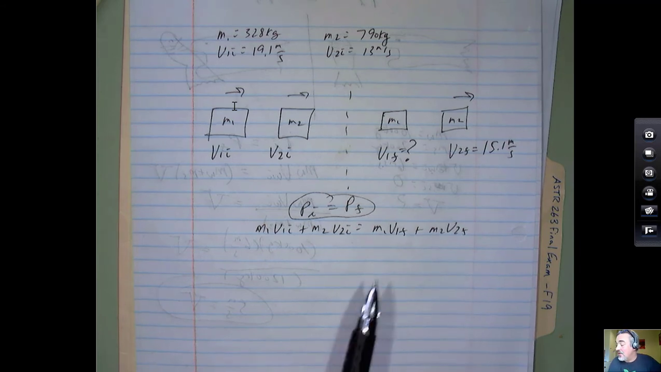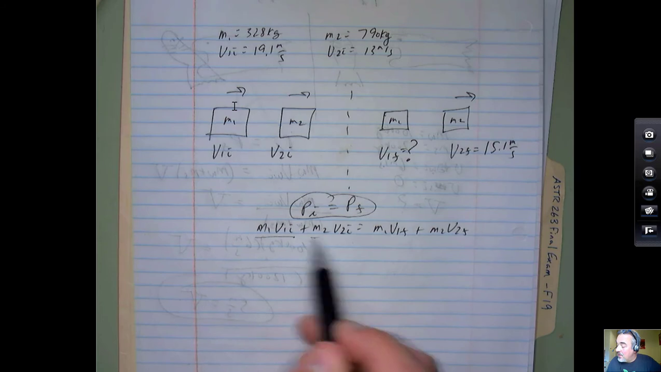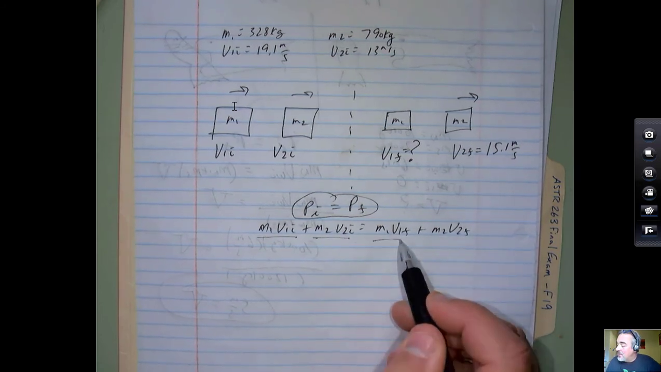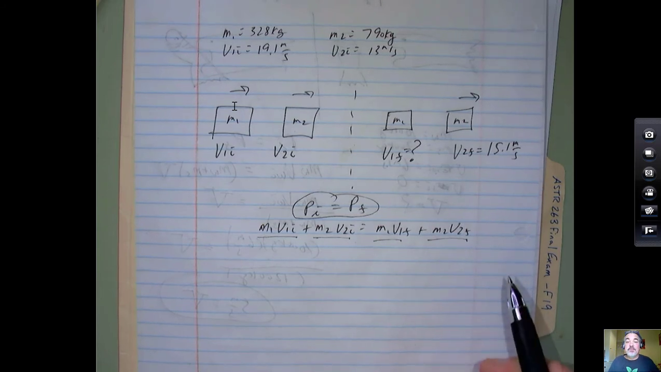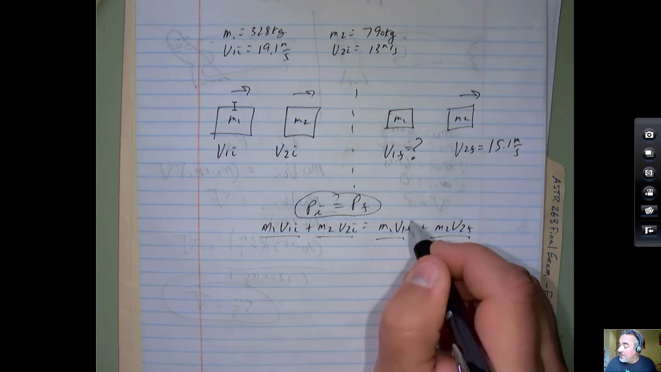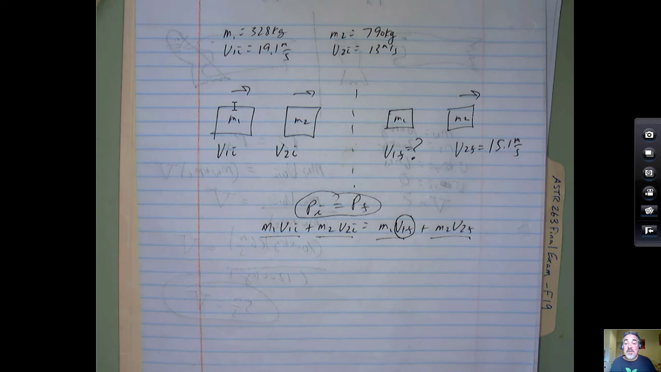So before the collision, each of them is moving. Here's the momentum of the first one, momentum of the second car, and then afterwards, momentum of first, momentum of second. And then it just becomes an algebra problem. You know everything except V1 final. So you have to do a little bit of algebra and then solve for that.